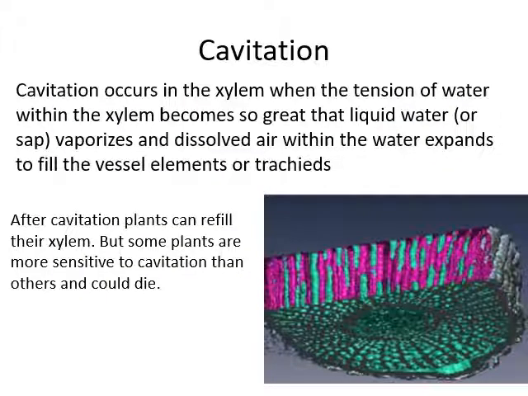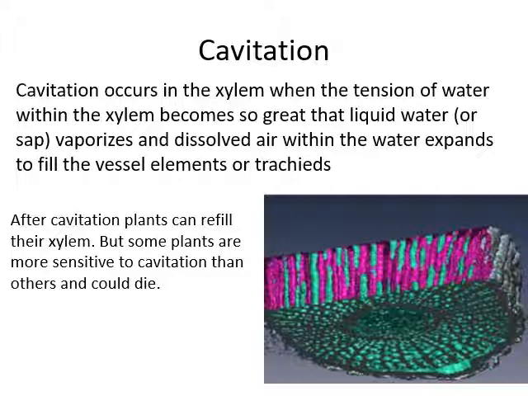The third thing that can happen when a plant is water stressed is cavitation. Cavitation occurs when the tension of water within the xylem becomes so great that liquid water vaporizes and dissolved air expands to fill the vessel elements. In this picture, all the red and purple bits are vessel elements that have cavitated.